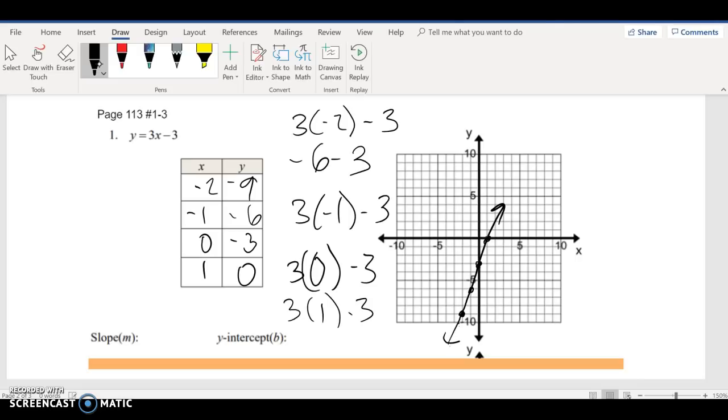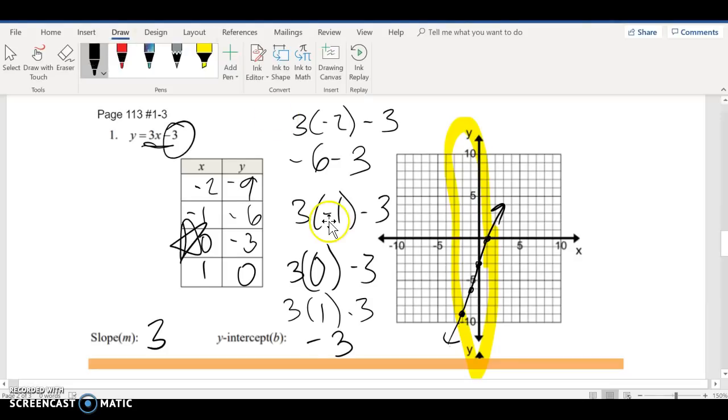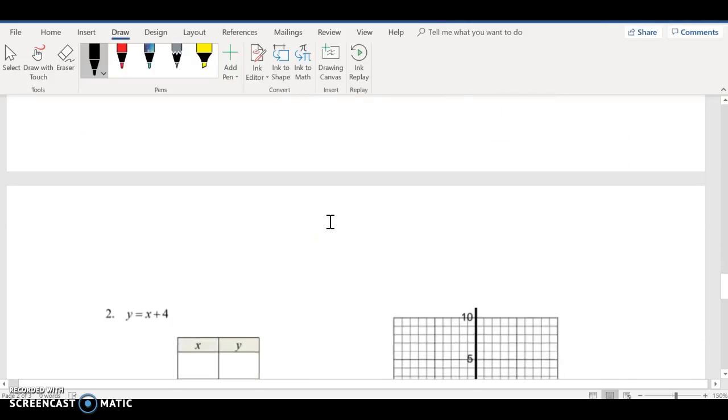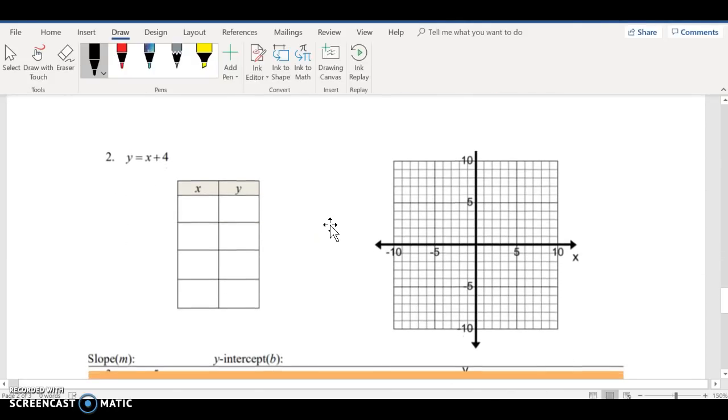All right, and so my slope, well, again, look up here. What's my slope? My rate of change is 3. And my y-intercept, where it's crossing this y-axis, should be right here as well, or up here, -3. Go ahead and copy that one down. All right, let's go ahead and try this one. So go ahead and start it on your own.